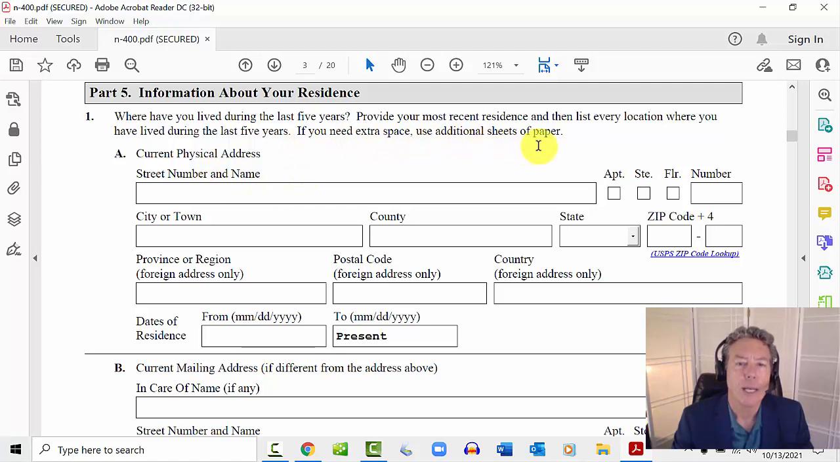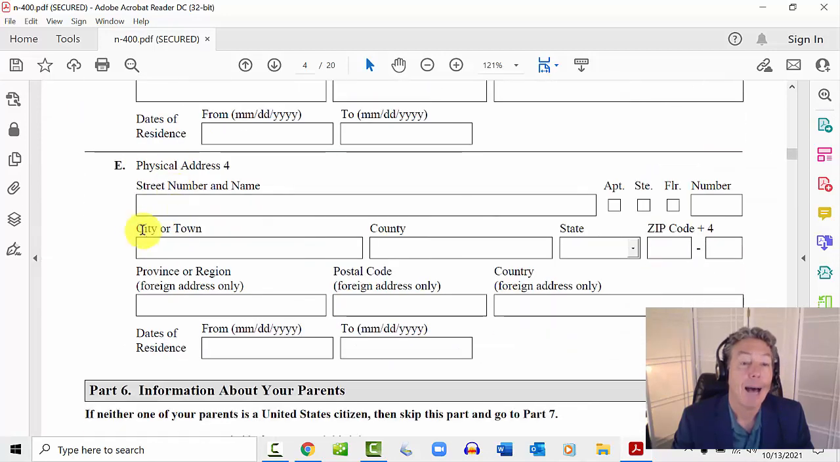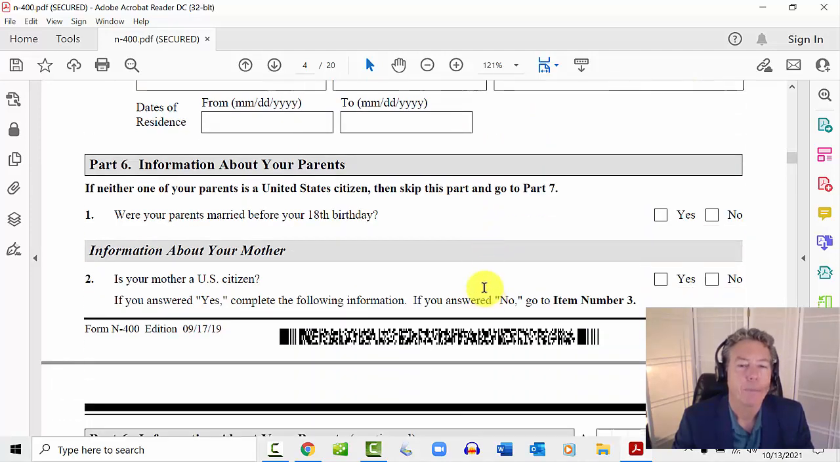But if you need additional space, use additional sheets of paper. And when you use a sheet of paper, write N400 on it, put your A number on it, put your name on it, and then say part 5, question 1, F, right? Then your last one is E, you go F, and put the information in the same order on that piece of paper. Okay.